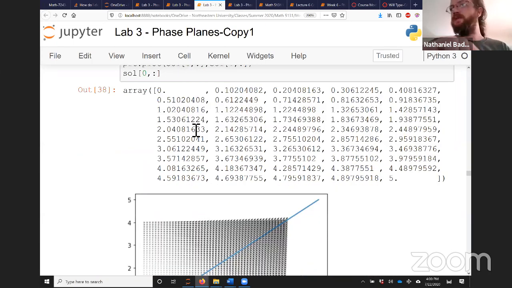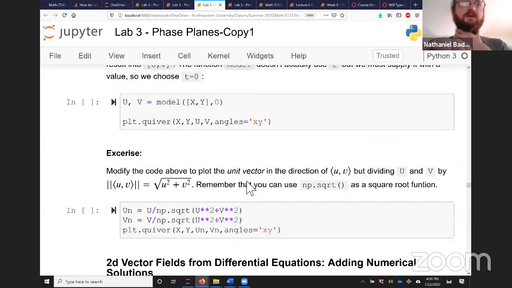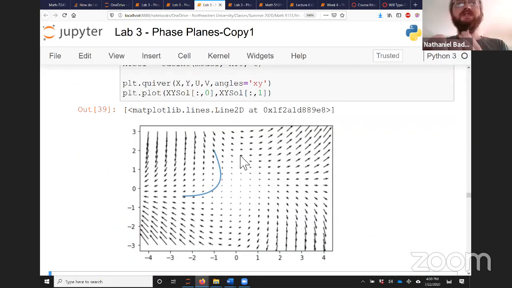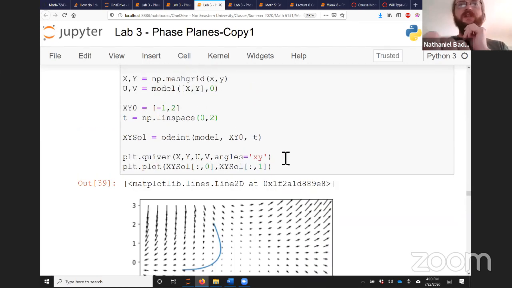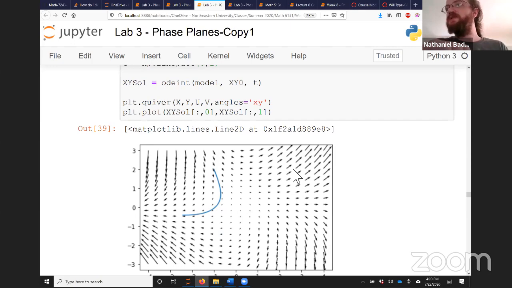Okay, sorry, there's something funky with the code there. But okay, so you can use this to produce fairly nice plots with solutions.